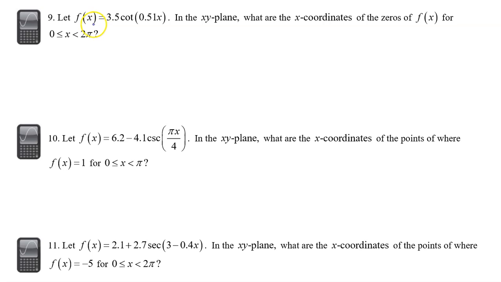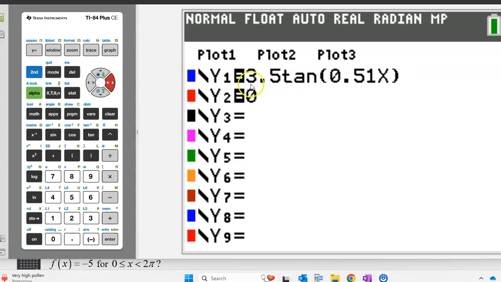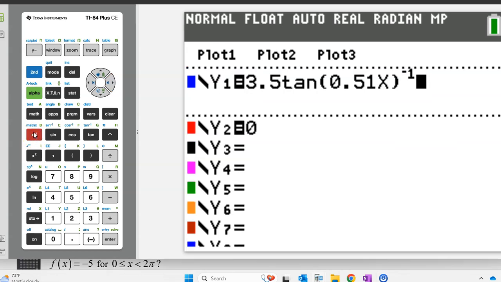Number 9. Let f of x equal 3.5 times the cotangent of 0.51x. In the xy plane, what are the x-coordinates of the zeros of f of x between 0 and 2 pi? The zeros are where f of x is equal to 0. So let's enter the left side as y1 and let's enter the right side as y2. Since there is no cotangent button, I enter tangent, but I give it a -1 exponent.